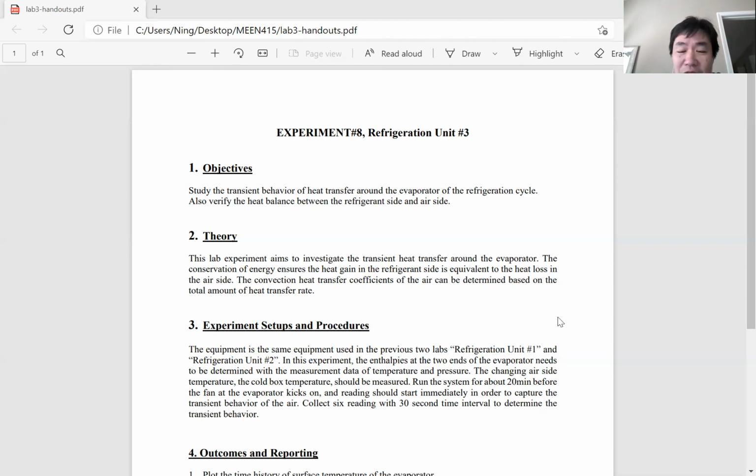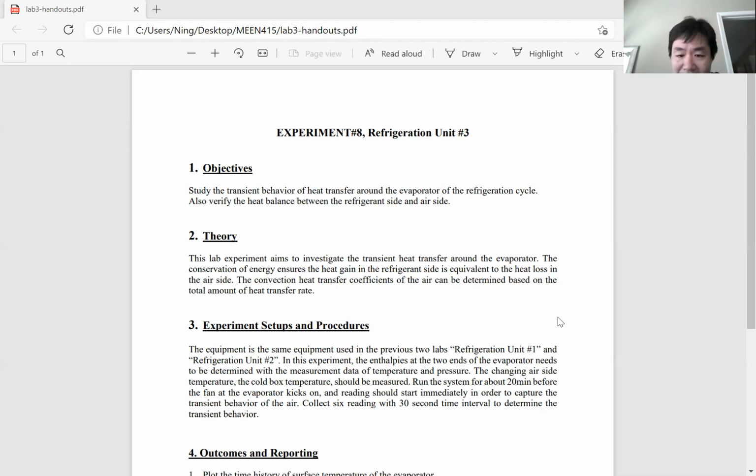So in that sense, I measured the temperatures and the pressures in the refrigerant, right? But also the changing temperatures in the air side. Okay, so I think it's a 30-second time interval. So every 30 seconds, I read the temperatures, pressures, and all the information. That's why, when you do the lab in person, we need 4 people to do this lab, right? Everybody reads different values at the same time, so we can study the transient behavior.